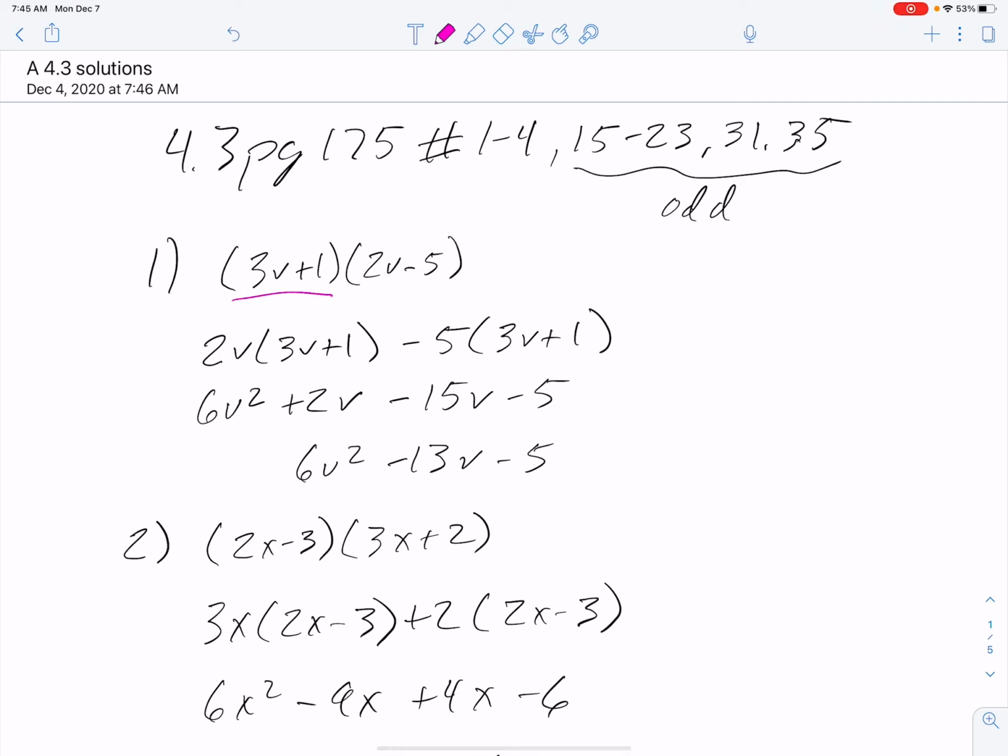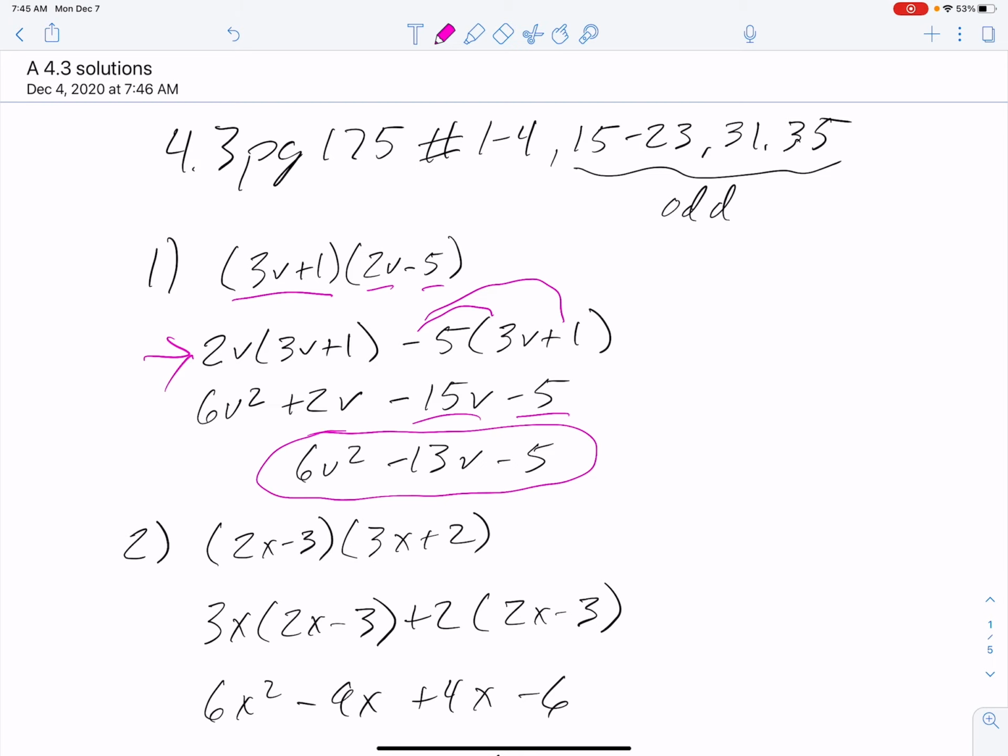So I'm distributing 3v plus 1 to 2v minus 5, and so that's why I've set it up this way. Don't forget to distribute the negative. That's probably the biggest mistake I see in these problems. So I end up with negative 15v minus 5. And then I combine like terms and give my answer in descending order.